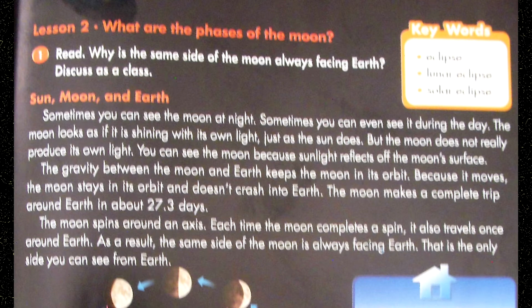Sometimes you can see the moon at night. Sometimes you can even see it during the day. The moon looks as if it's shining with its own light, just as the sun does. But the moon does not really produce its own light. You can see the moon because sunlight reflects off the moon's surface.